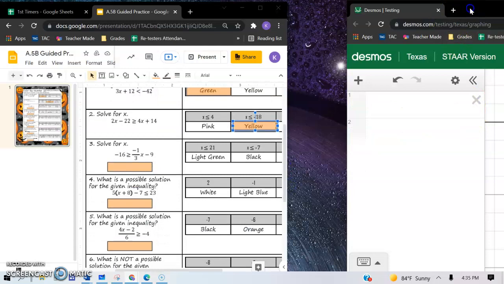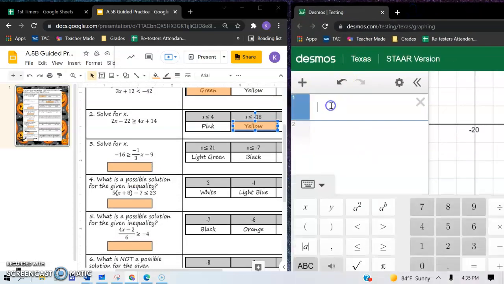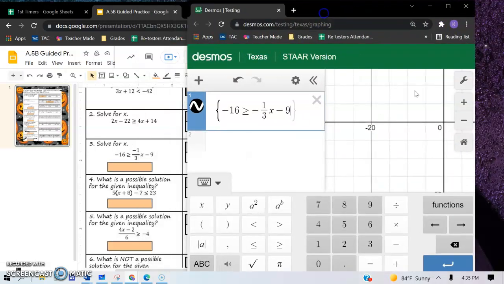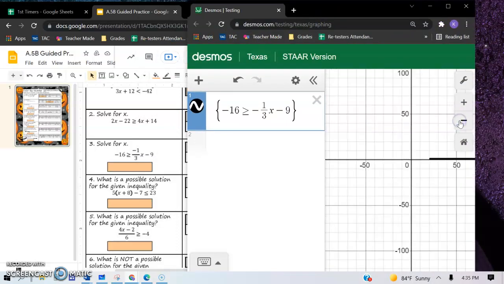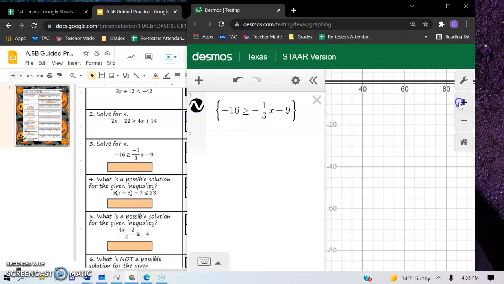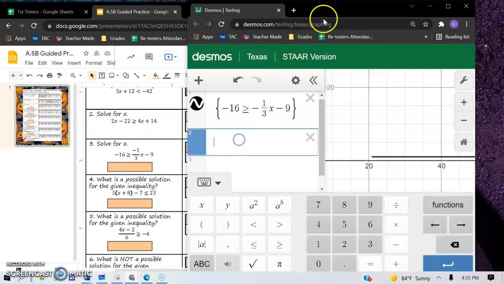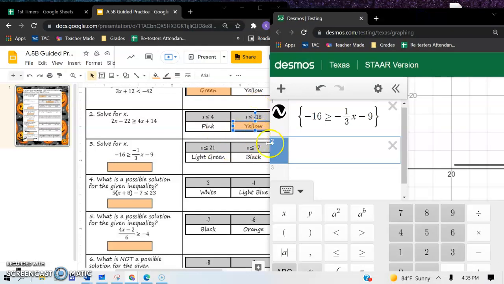Let me delete these two, and let me start typing this one out. Again, bracket negative 17 greater than or equal to negative 1/3 x minus 9. Where is our graph? Let's look for our graph on this side. There it is. So I'm just going to zoom it in a little bit. And our other line has to match this one. So let's go on to the first answer, and let's type in bracket x is less than or equal to 21. See how it's going on the other side?